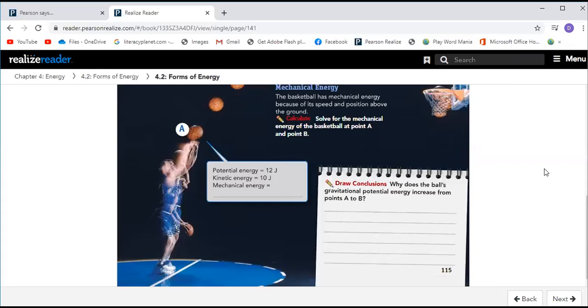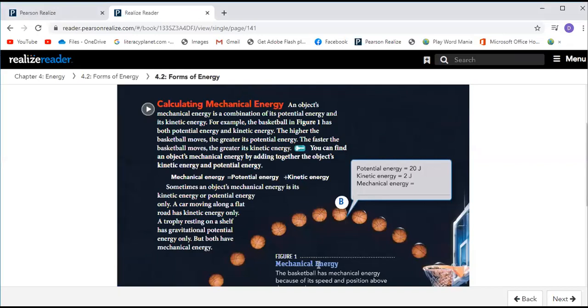Okay, you see here again, the potential energy is 12 joules. Here he starts from a short height, so the potential was 12, but with high speed, it has a high kinetic energy, 10 joules. So the mechanical energy will be 22. When it goes up, it has more potential energy because of the increasing height, while the speed decreases, so it has the same mechanical energy but more potential and less kinetic.